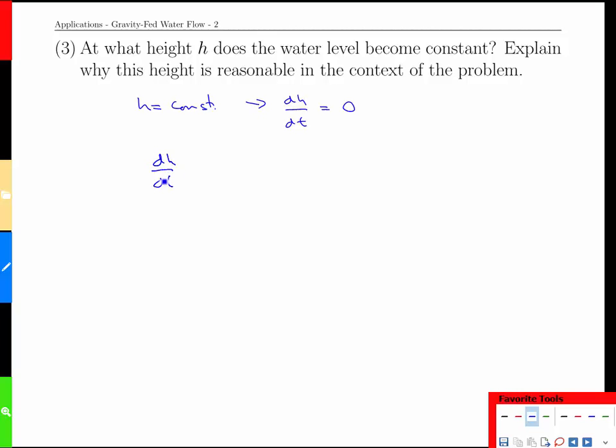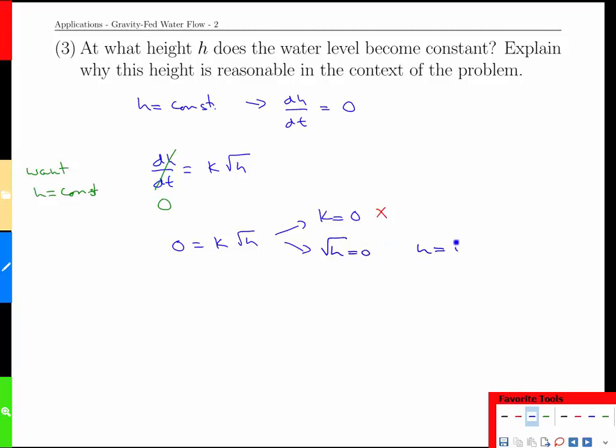And we started with a differential equation with a derivative in it. So if we want h equal to a constant, then that's equivalent to saying its derivative is 0, or saying that 0 equals k root h, and that means k equals 0. Well, that's going to be impossible from the physics. If we had that, then the water level would never drop. Or it means root h equals 0, or h equals 0, and that makes complete sense.